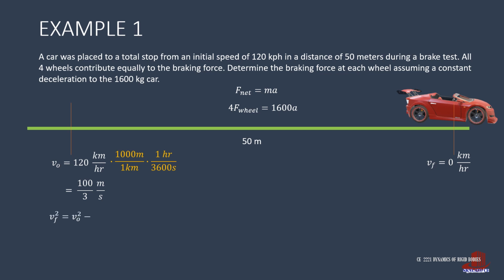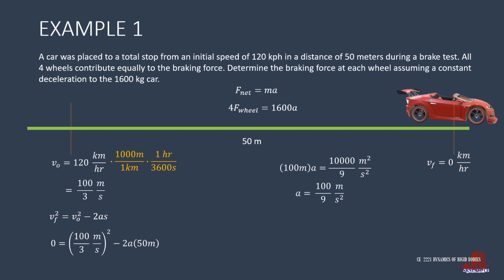With the given, use the motion formula consisting of the square of the final velocity equal to the square of the initial velocity less twice the acceleration times the distance. Plugging in the values, we have 0 is the square of 33.33 minus twice a times 50, which can be simplified as 100a equal to 10,000 over 9, which makes the acceleration equal to 100 over 9 or 11.11 meters per square second.